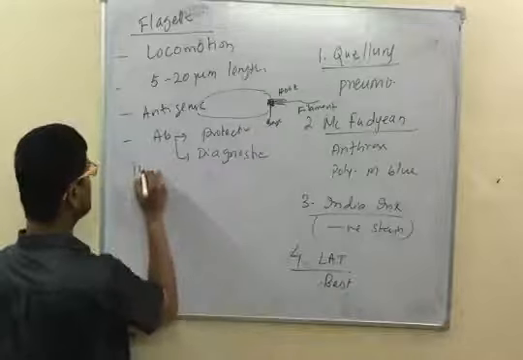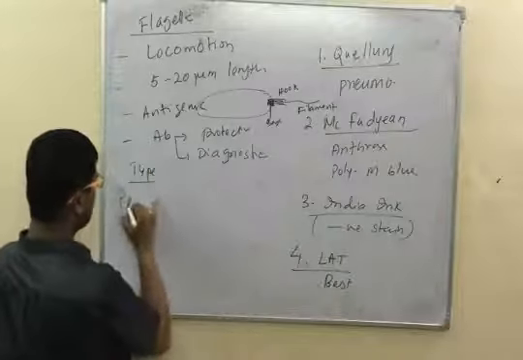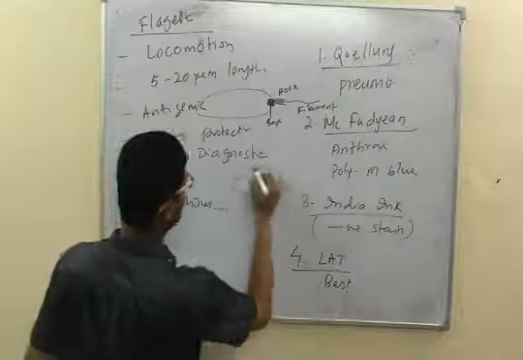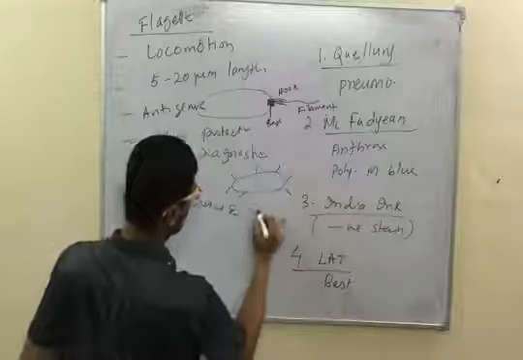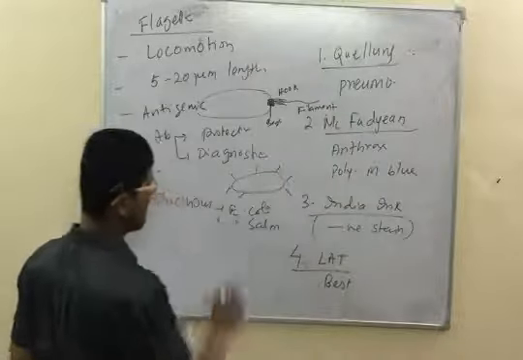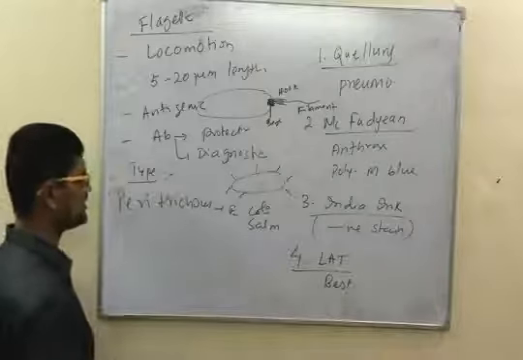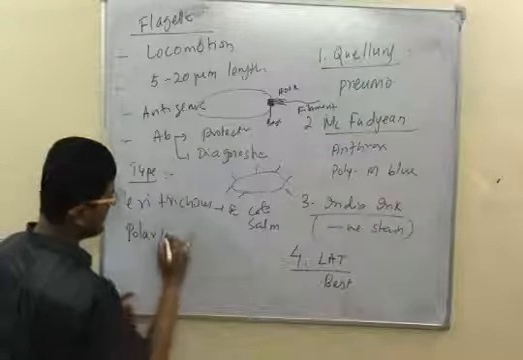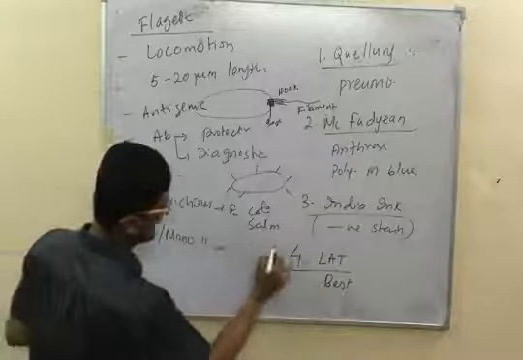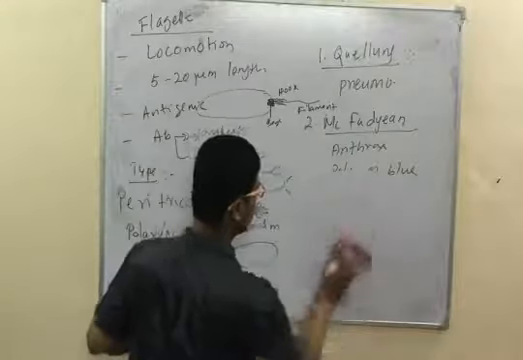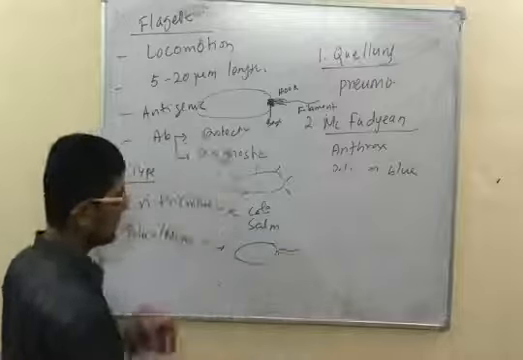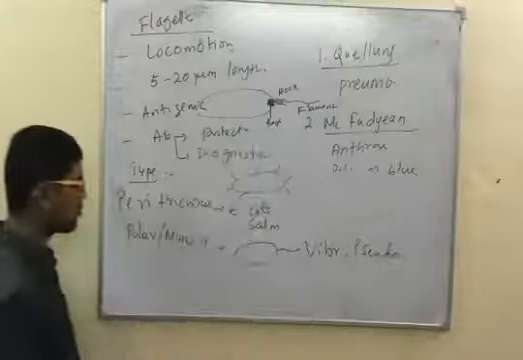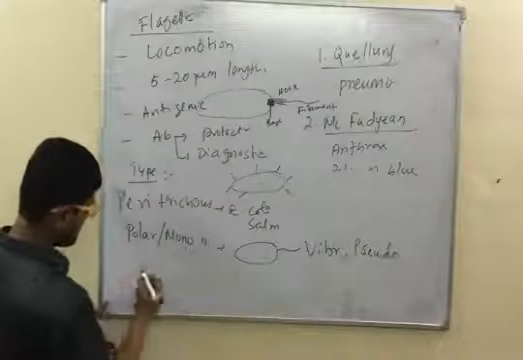There are various arrangements of flagella. For example, peritrichous flagella, that is, flagella arise all over the body. Examples are E. coli, Salmonella, etc. Then polar or monotrichous flagella, that is, a single flagellum arises only from one pole. Examples are Vibrio and Pseudomonas.